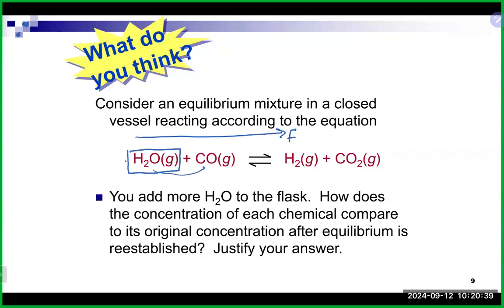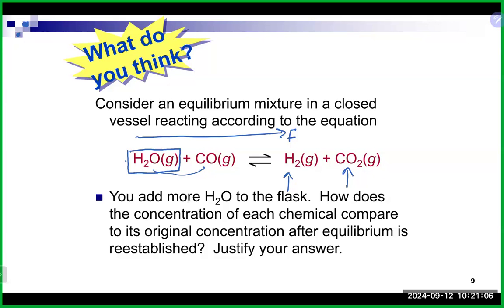That means the concentration of H2, should it go up, should it go down, or will it stay the same? H2 should go up, right? Because if I'm doing the forward reaction, that means I'm making products. So we should see an increase in the products. CO2 should go up as well. It's also a product, so we should start to see an increase in product formation.